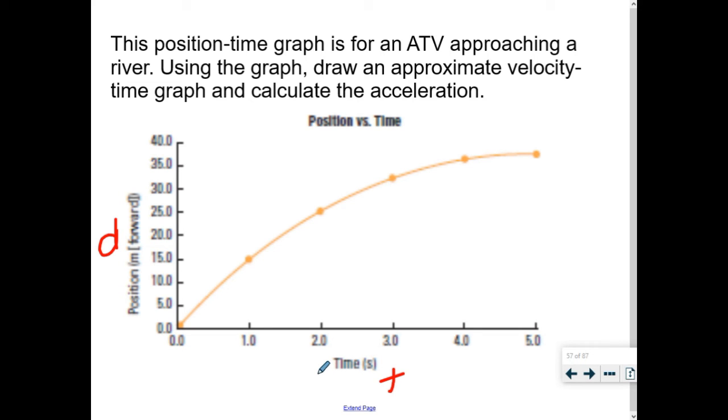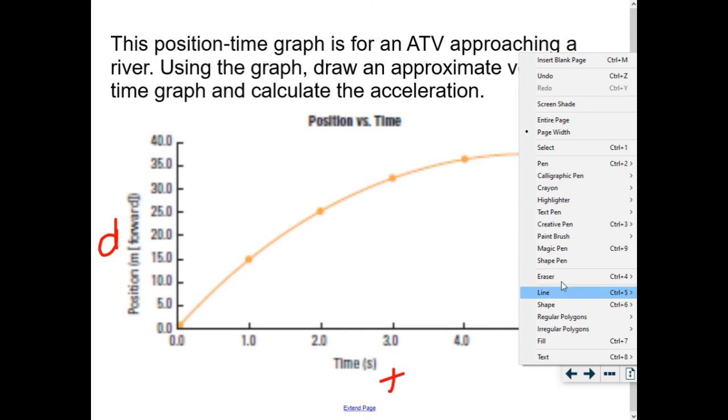No, because it's not a straight line. What that must mean is that this thing was slowing down. Everybody good with that? And so if I want to calculate the velocity, it was always changing, but I can still do it. I just have to draw what's called a tangent. I'm going to make a triangle.